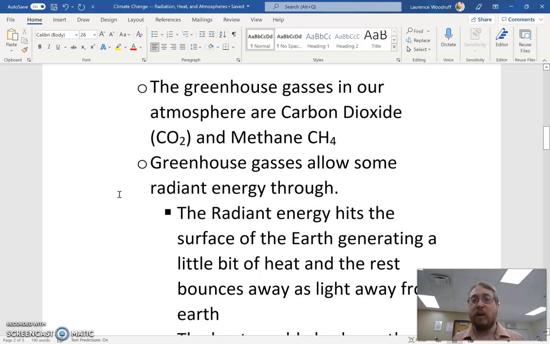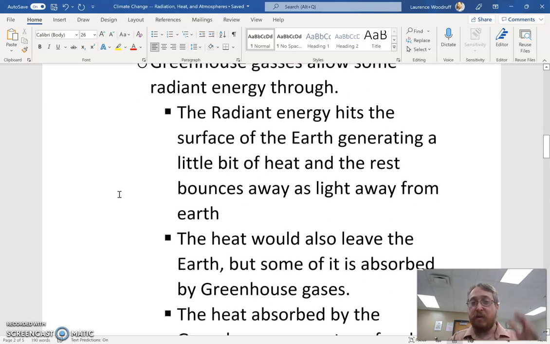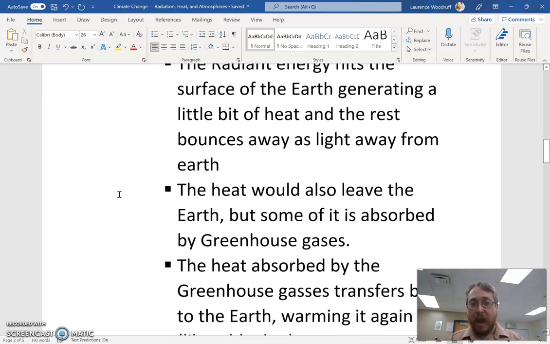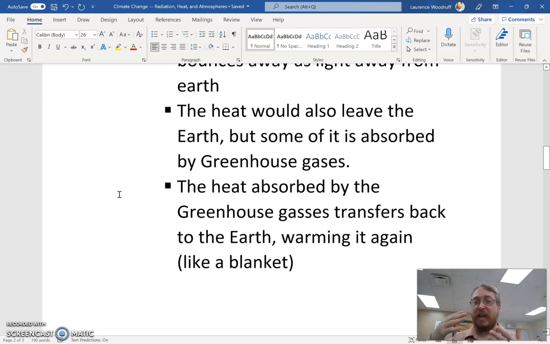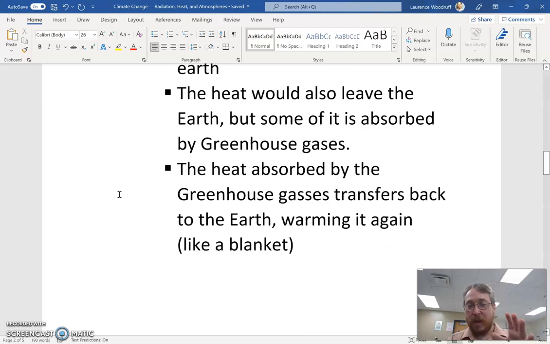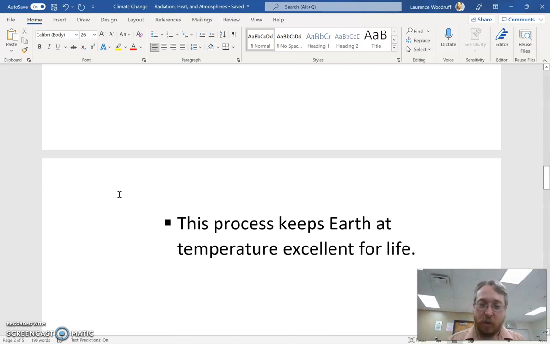The greenhouse gases in our atmosphere are carbon dioxide and methane, and they allow some radiant energy to come through. That energy hits the earth, turns a little bit into heat, and then bounces away. And the heat would leave the earth, but some of it is absorbed by greenhouse gases. That heat absorbed by the greenhouse gases goes back to the earth, warming it up like a blanket, and that keeps Earth at an excellent temperature for life. So thank you, greenhouse gases. Thank you, radiation. Thank you, heat. You make this a place that we can keep living.